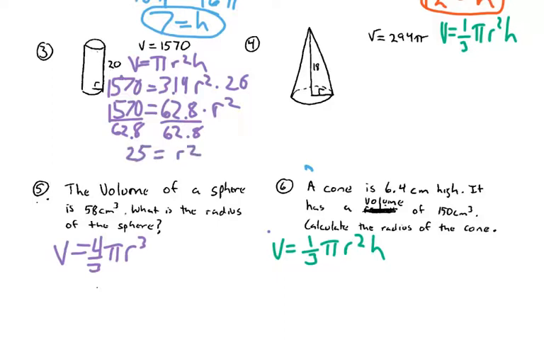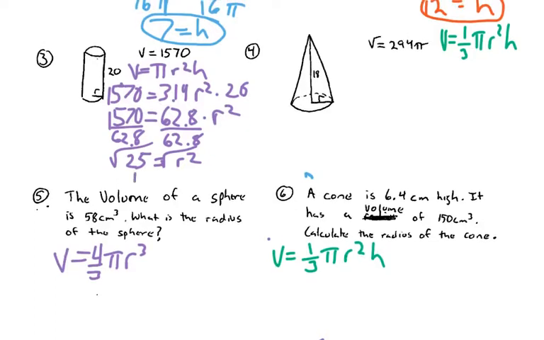Now, a lot of you would stop here and say, oh, the radius is 25. No, that's the radius squared. So how do you find r when it's r squared? Well, just take the square root of that. And remember, the square root's asking what number times itself is the number in the box. Well, what number times itself is 25? That would be 5 equals the radius.